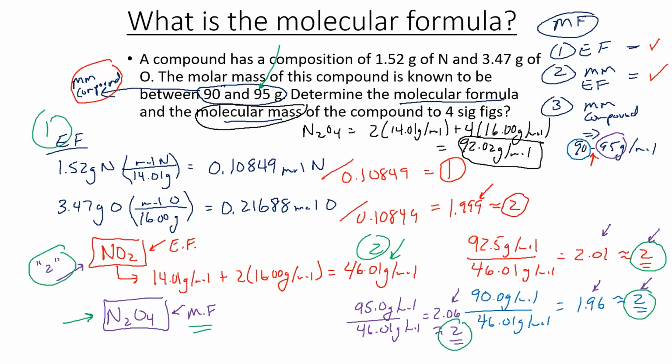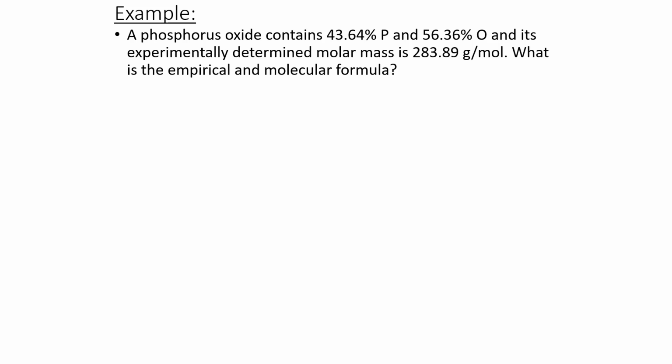All right, let's take a look at one more example, which I think should be your last example. And in this case, we've got phosphorus oxide contains 43.64% phosphorus, 56.36% oxygen, and has an approximate molar mass of 283.89 grams per mole. We want both the empirical formula and the molecular formula here.